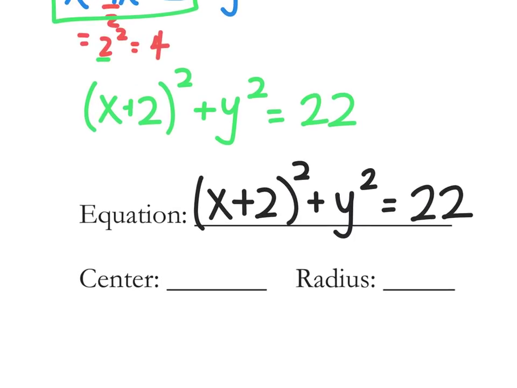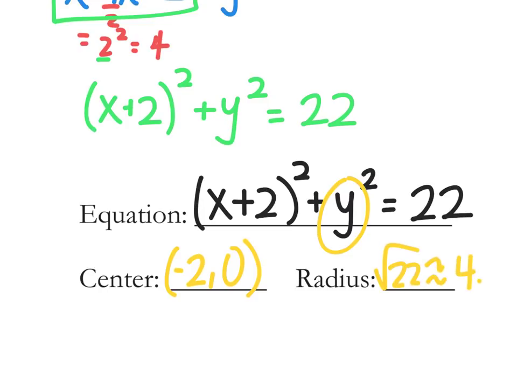All right, so the center of the circle, now careful, the center of the circle is negative 2, nothing is grouped with the y's, so it's 0. And the radius is the square root of 22, which is 4.7. And this one didn't have us graph, so we're done.